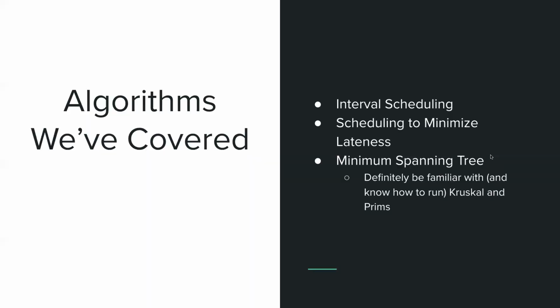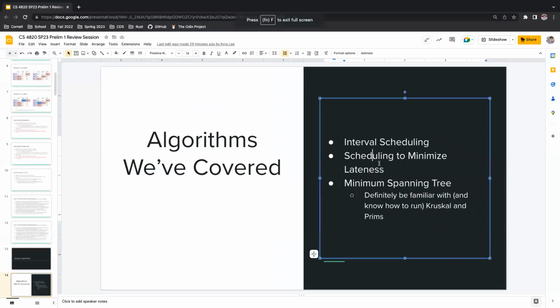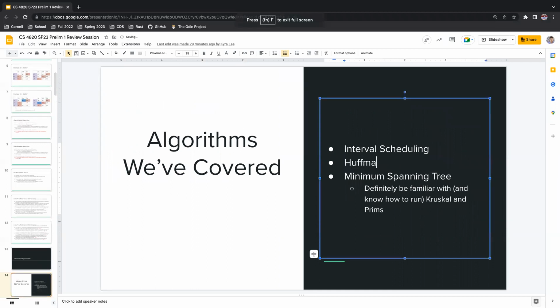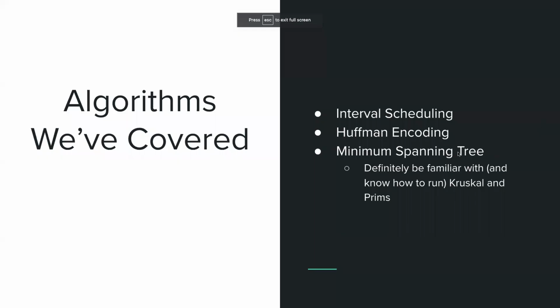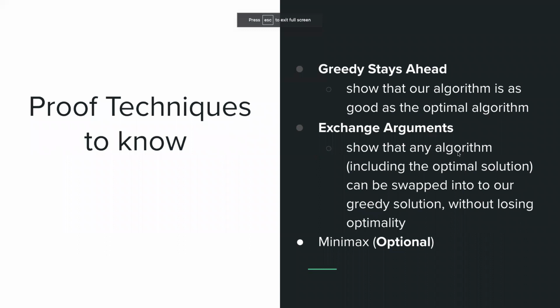Okay, let's move on. So, greedy algorithms. So far, you guys have seen a few greedy algorithms, like the interval scheduling problem, scheduling to minimize lateness, Huffman encoding, and minimum spanning trees. And these are some proof techniques that we've used in the past to prove greedy algorithms.